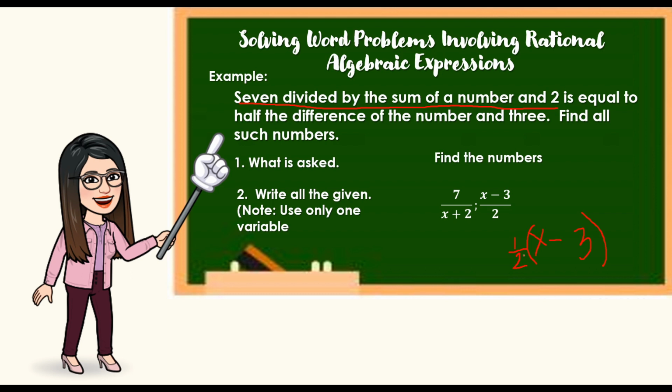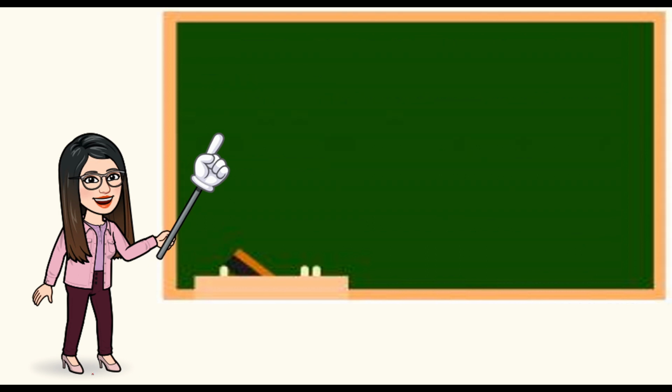So I just simplified this: one half times the quantity of x minus 3. So we have the quantity of x minus 3 all over 2. Okay, so this and this are just the same. So let's proceed. Third, write the operations to be used and the equations to work on.